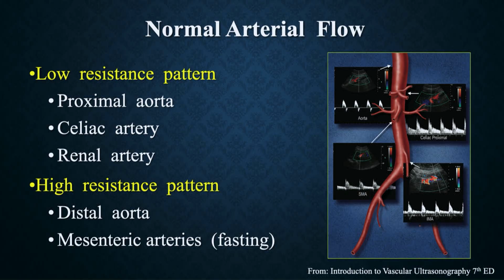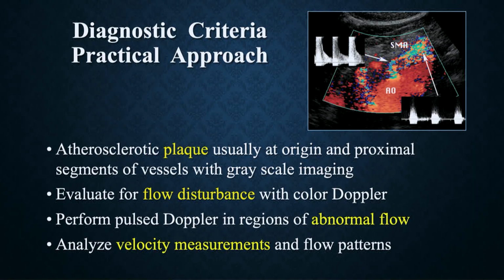When we talk about the distal aorta below the level of the renal arteries, then we're talking about the high resistance beds of the lower extremities. So signals from the distal aorta typically are higher resistance. Similarly, with the mesenteric arteries in the fasting state, those vessel beds are contracted. You get high resistance waveforms, as you'll see.